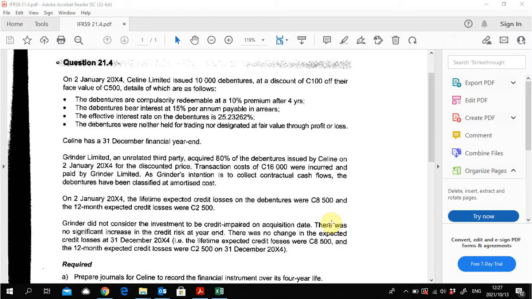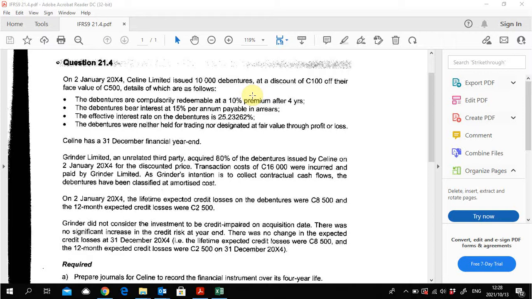Right, if we read together, it says, on 2 January 2004, Celine Limited issued 10,000 debentures. So now we see the word issued. So we know for Celine, this is a financial liability. They issued 10,000 debentures at a discount of 100 Rand off of their face value of 500 Rand. And details are as follows. The debentures are compulsorily redeemable at a premium of 10% after 4 years. So the future value needs to be adjusted by a premium of 10%. The debentures bear an interest of 15% paid annually in arrears. So that means at the end of the year.